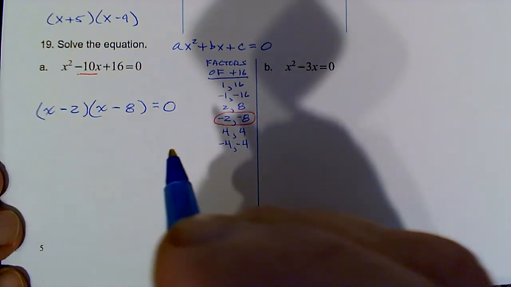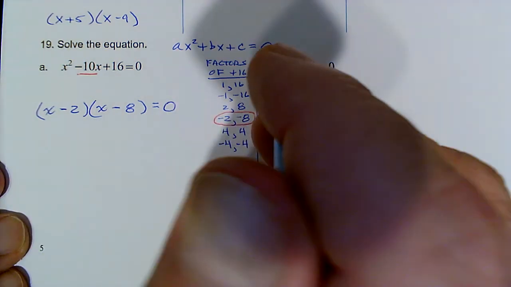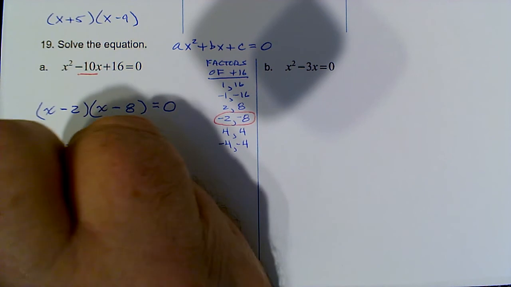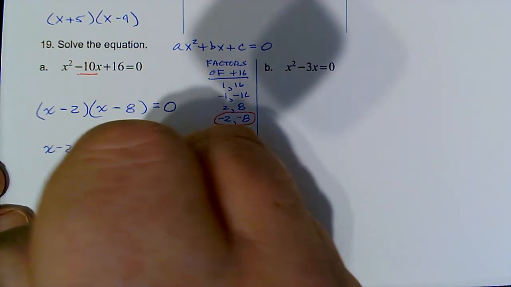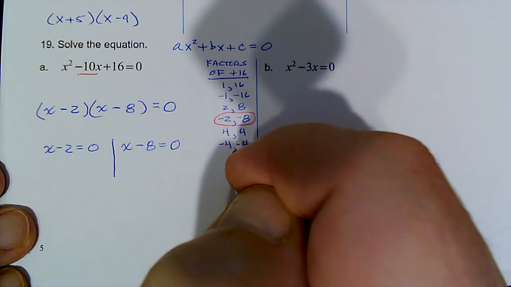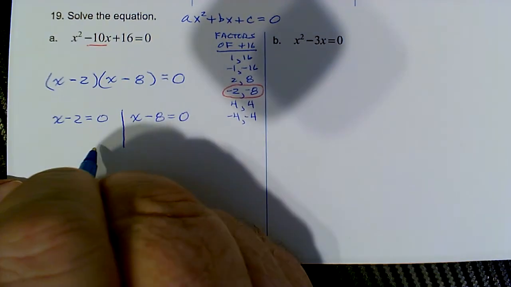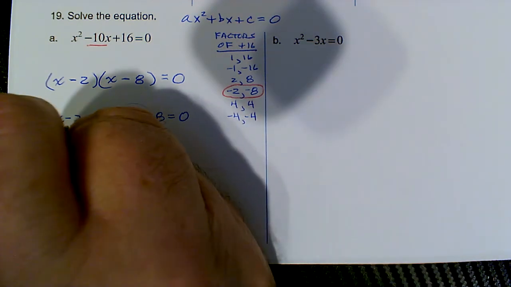And then there's a little bit more work to do. Recall that once it's factored, we use what we call the zero factor property to set each factor equal to 0. So x minus 2 equals 0, x minus 8 equals 0. Typically we'll draw that line down the middle. And then what we have is two linear equations that we solve separately.